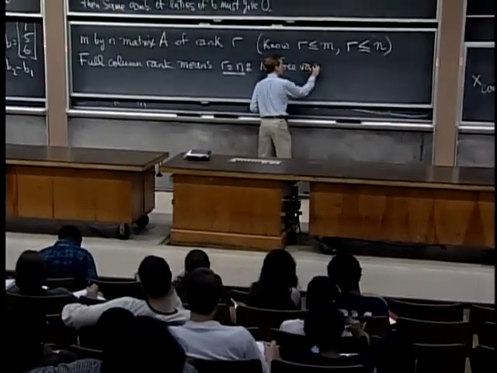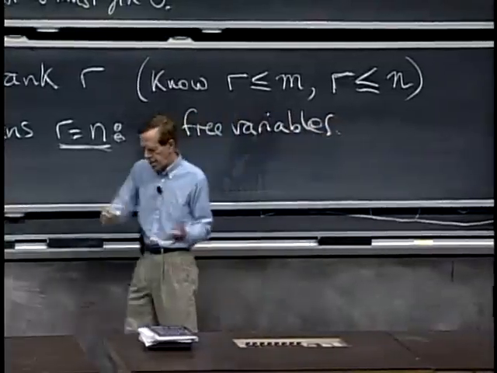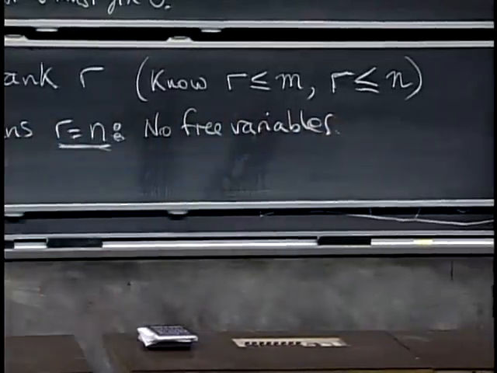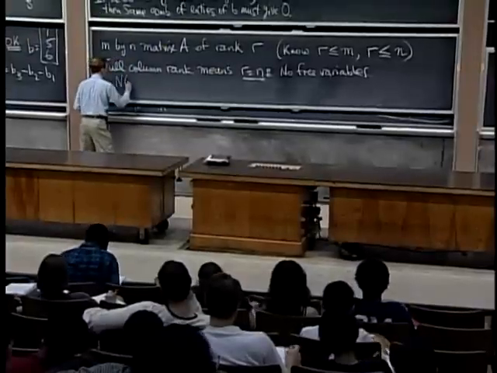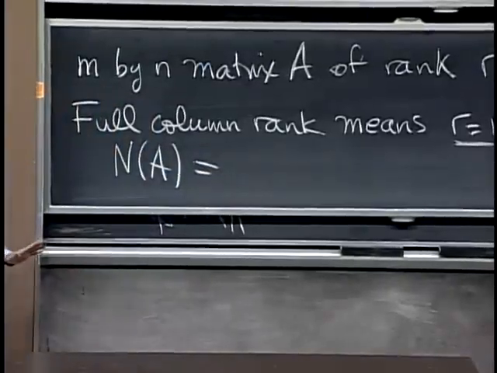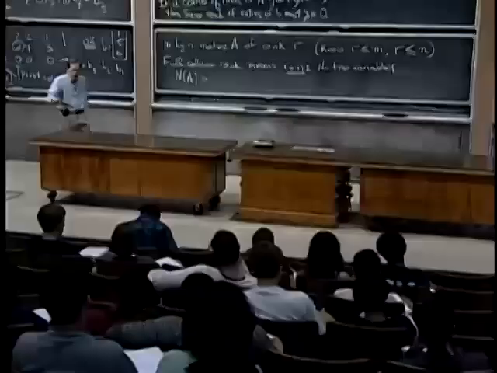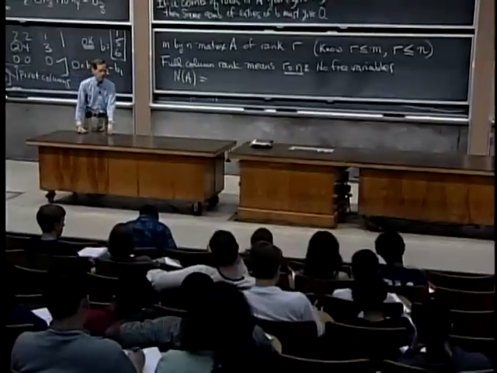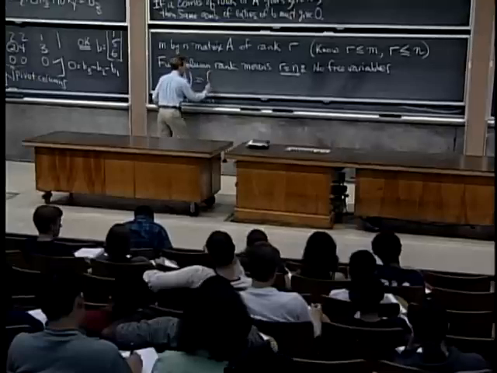So what does that tell us about what's going to happen in our little algorithms? What will be in the null space? The null space of A has got what in it? Only the zero vector. There are no free variables to give other values to. So the null space is only the zero vector.